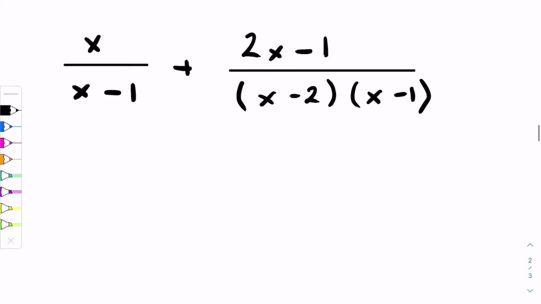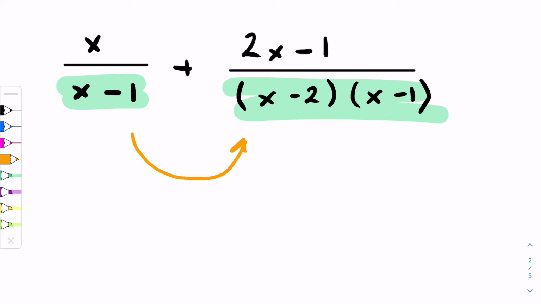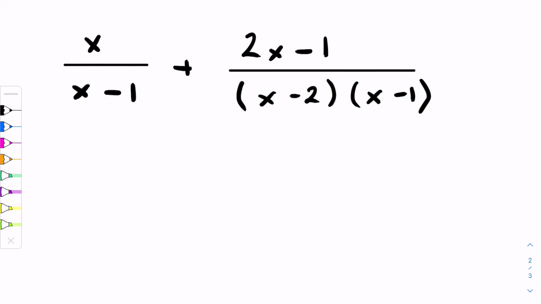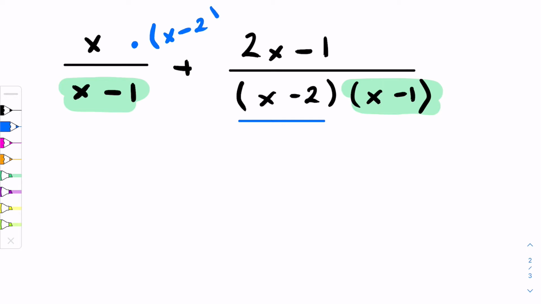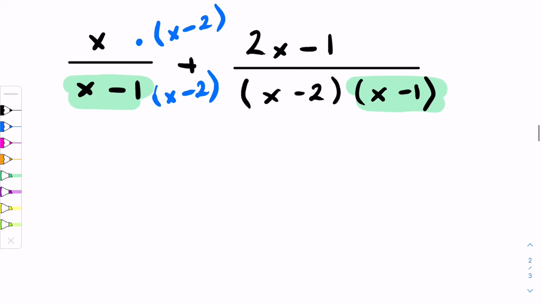Now I'm going to compare my denominators. So I'm comparing this denominator to this denominator. What can I do to make them the same? What has to happen to either of these to make them identical? And this one should be simple to see. Both of these denominators have a factor of x minus 1. Now this one has a denominator of x minus 2. So if you multiply the first fraction by a factor of x minus 2, both the top and bottom, you will arrive at the same denominator, or a common denominator.